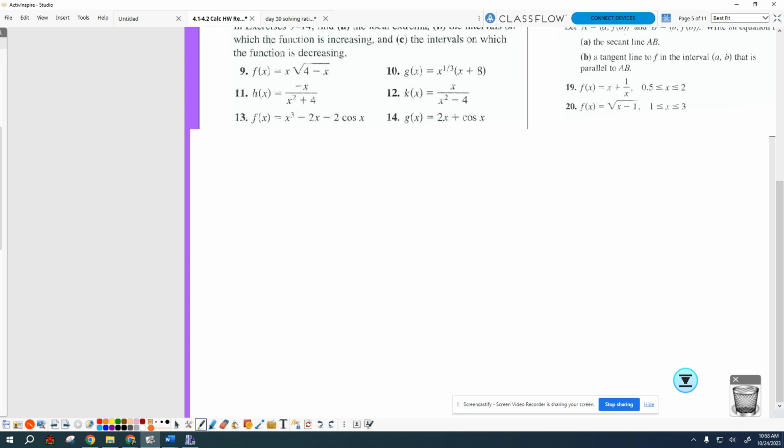Owen, are there any things in the domain that I need to throw out, or do all reals work for 13? All reals, there's no divide by zeros, and there's no square roots of negatives. Okay, so the derivative, multiply by the power, lower the power. And again, I would need a calculator to find where this is 0.